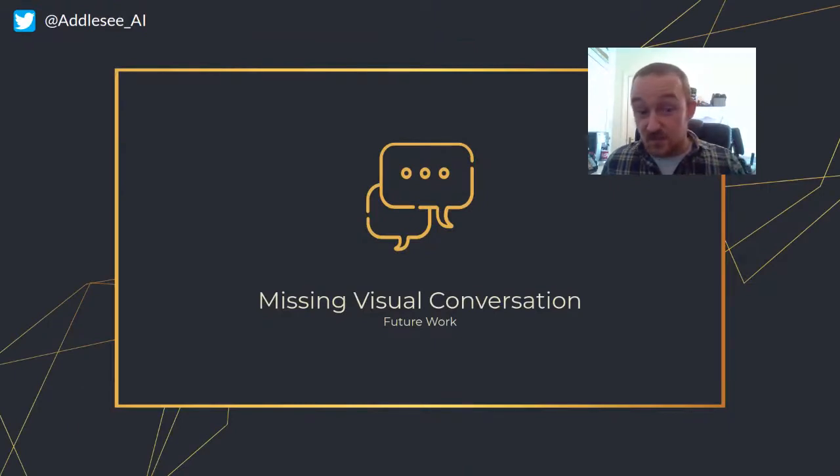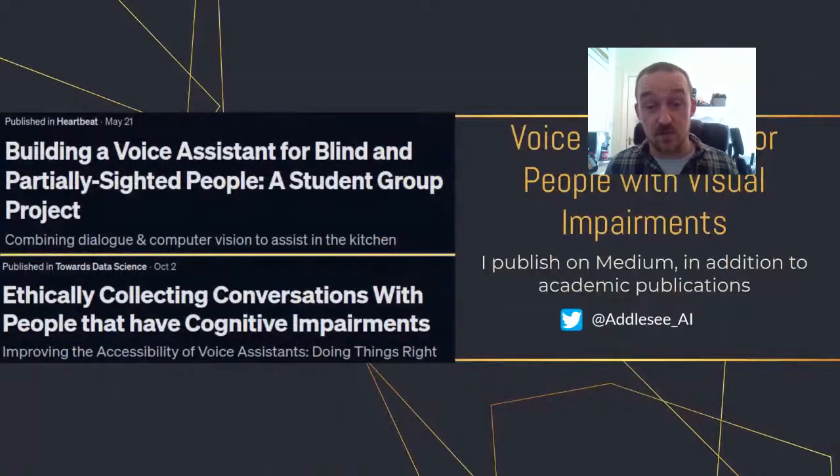This latter data collection does miss the visual conversation, but we are doing some work on voice assistants for blind and partially sighted users. I have this picture here just because I don't just publish academic publications, I also publish on Medium, and that's where I have the current article on building voice assistants for blind and partially sighted people. I do hope to have a couple more articles on that coming out soon, and hopefully a paper. But yeah, you can check out there if you would like to read about that more.